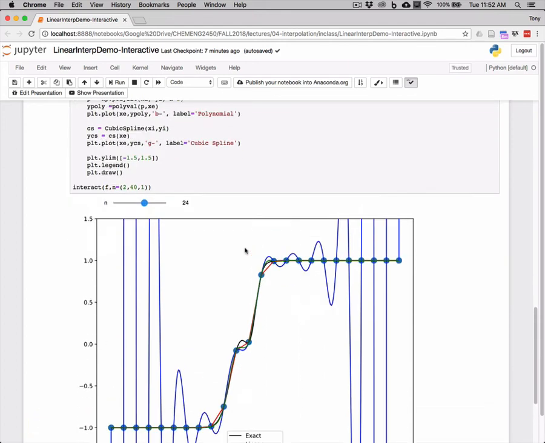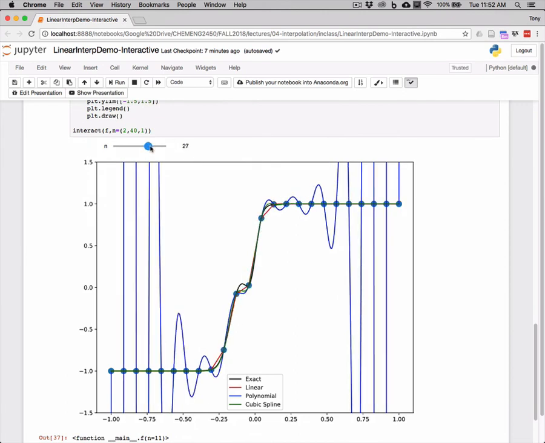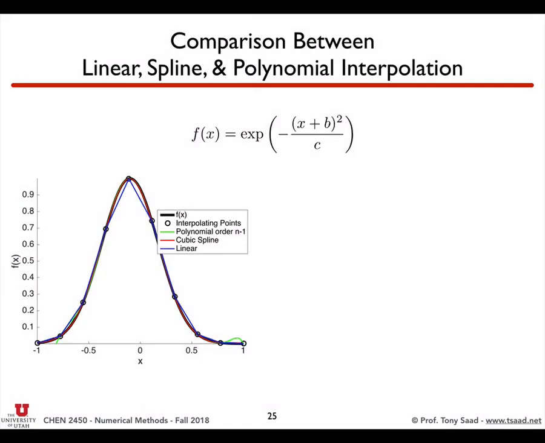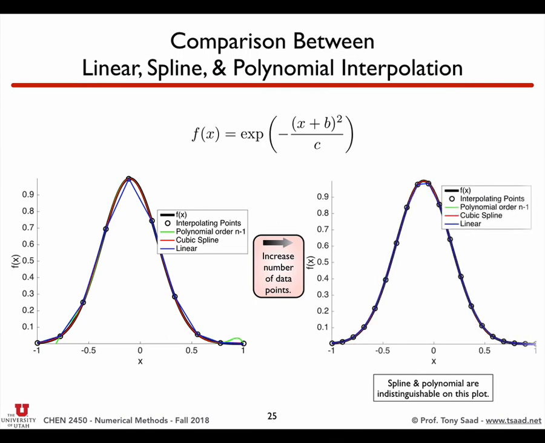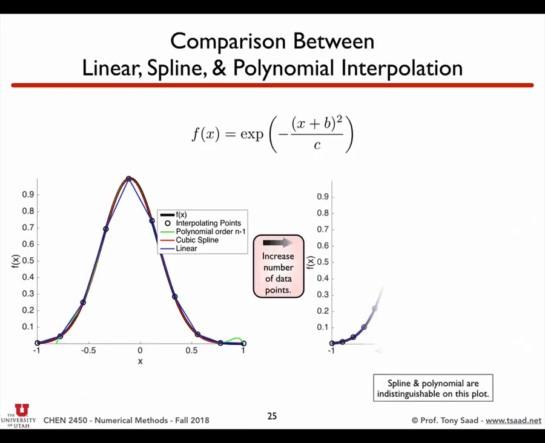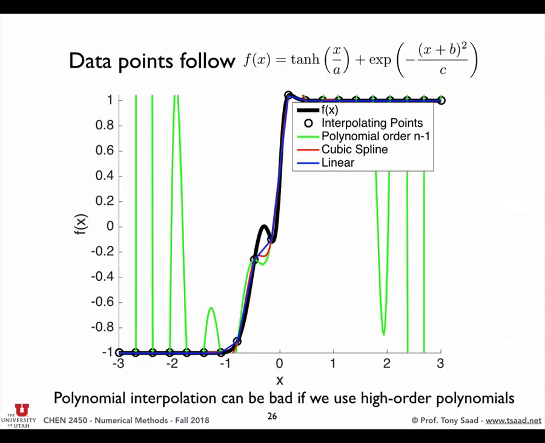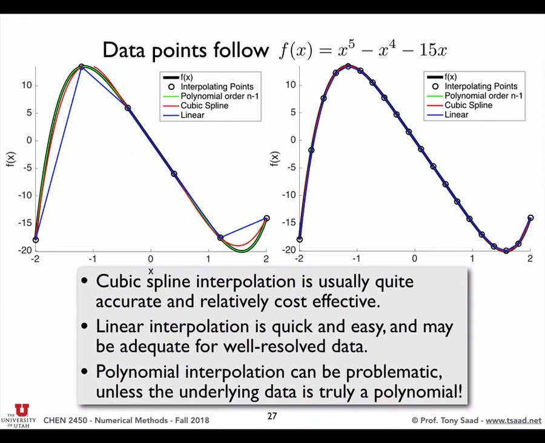Okay? And that's just sort of a demo of a comparison between all of these. Okay, and I have graphics for this in the slides, showing you the Gaussian function. As you increase the sampling points, you get a better representation of your data. Obviously, for this one that follows the hyperbolic tangent and the Gaussian, of course, the polynomial is just horrible. Splines are better. Linear is much better. And a bunch of other examples.